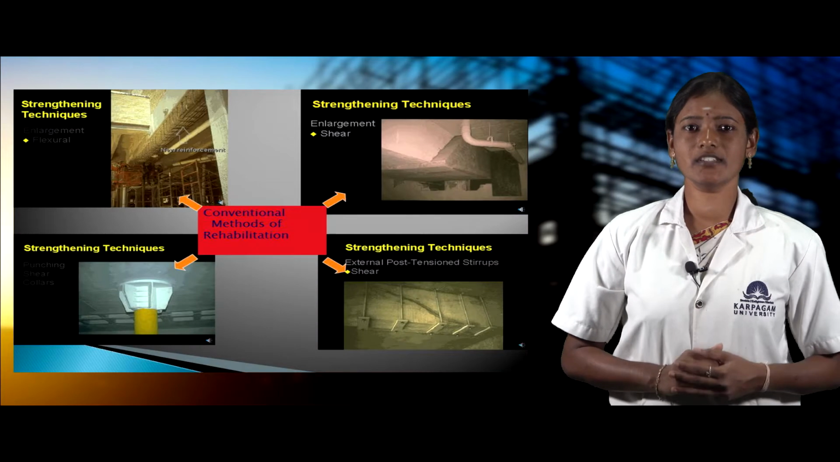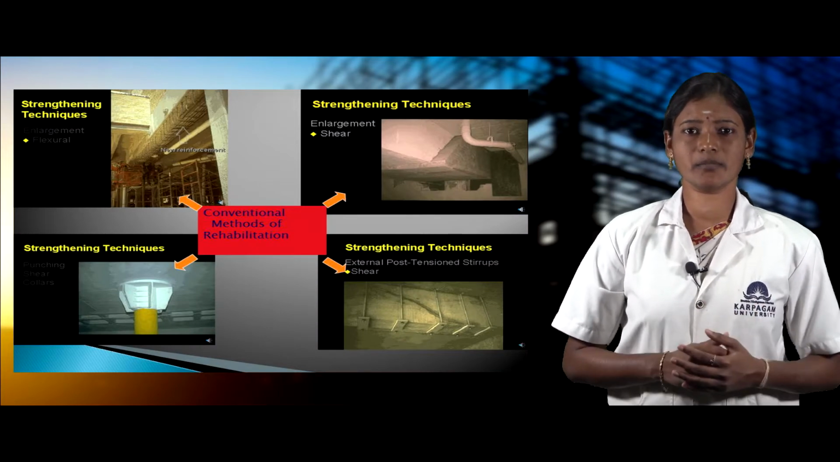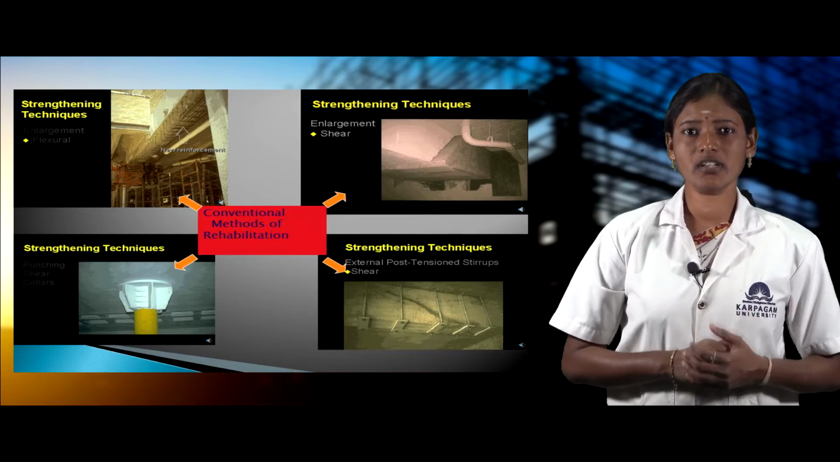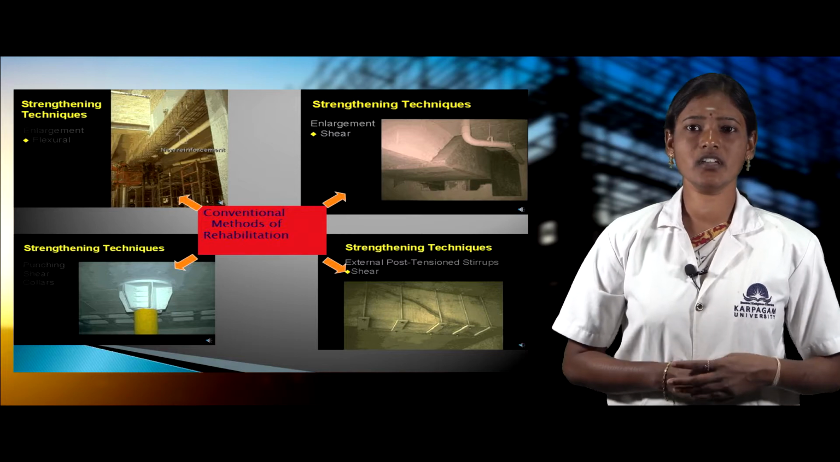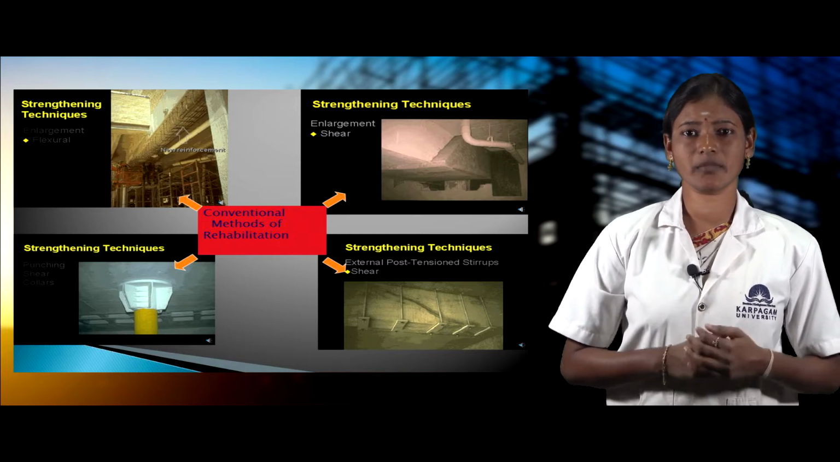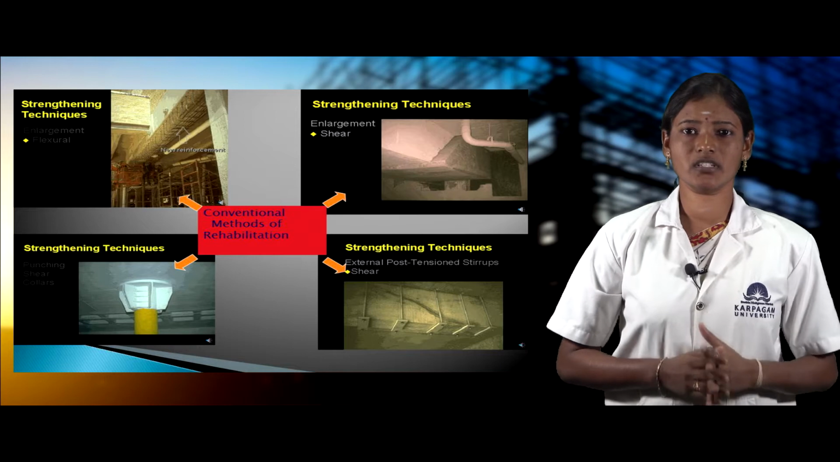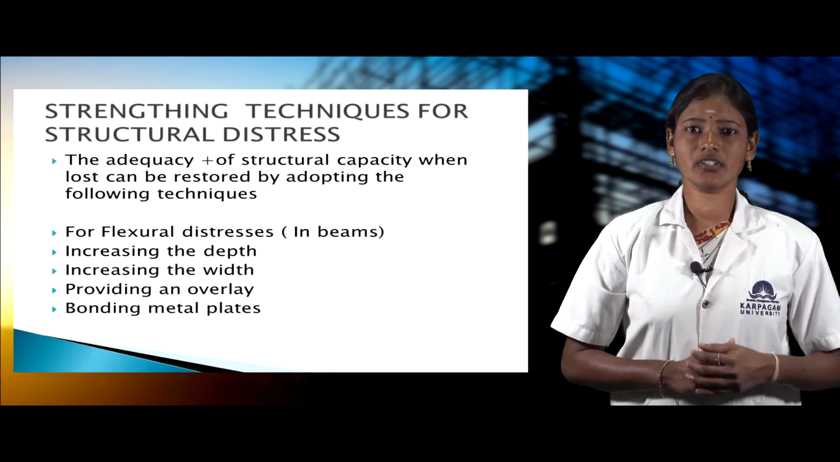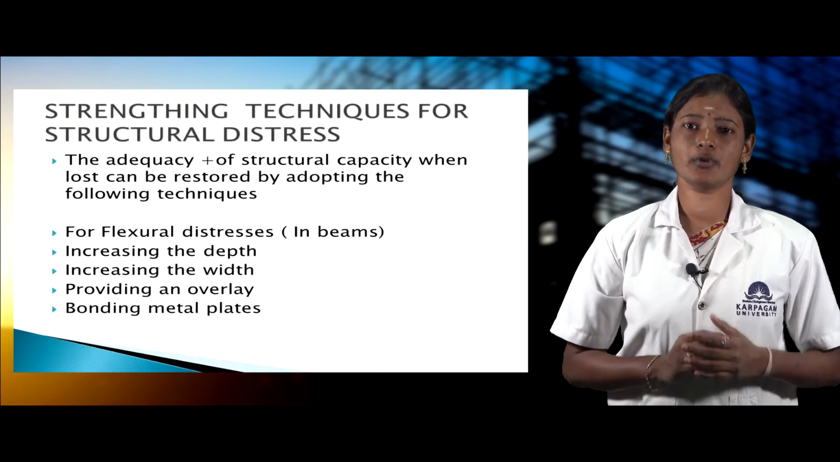This image represents the strengthening techniques. The first image represents flexural strengthening, the second represents shear strengthening, the third represents punching shear, and the fourth represents external post tensioning. The structural capacity can be improved by the following techniques.